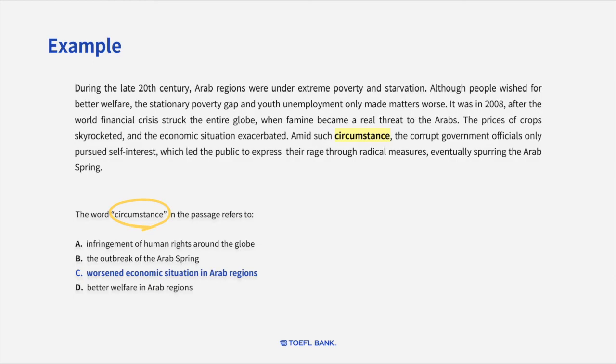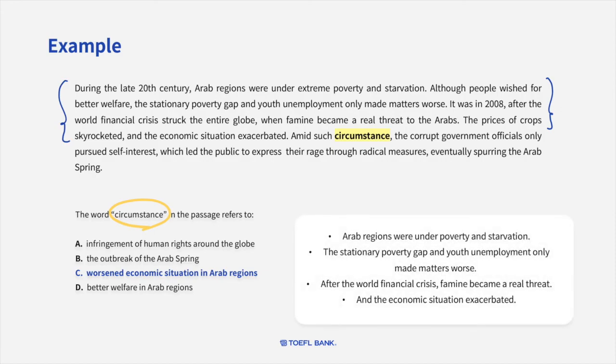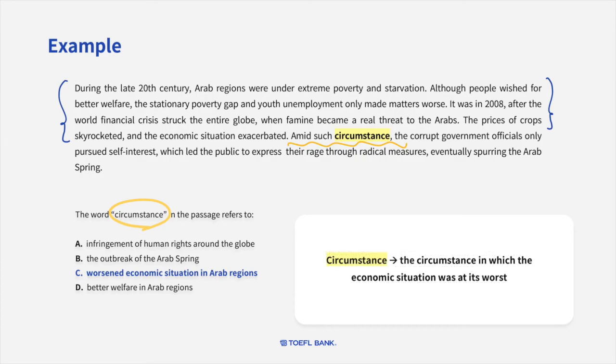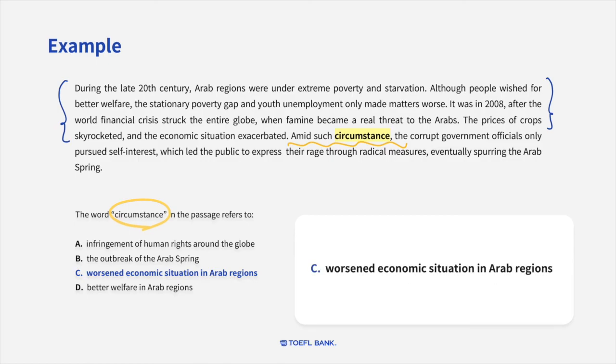First, let's summarize the passage until the word circumstance. Arab regions were under poverty and starvation. The stationary poverty gap and youth unemployment only made matters worse. After the world financial crisis, famine became a real threat, and the economic situation exacerbated. And then comes, amidst such circumstance, the corrupt government officials only pursued self-interest. The circumstance in this sentence would mean the circumstance in which the economic situation was at its worst. And the answer to this question becomes C, worsened economic situation in Arab regions.